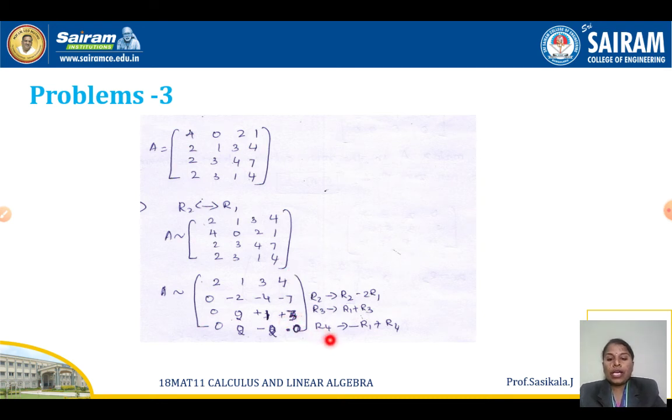And the next one, R4: you can see R4 also has 2. R4 minus R1. So 2 minus 2 will be 0, 3 minus 1 will be 2, 1 minus 3 will be minus 2, 4 minus 4 is 0. That is what we got.